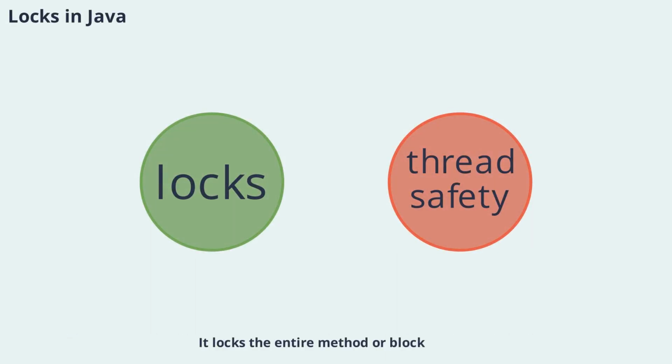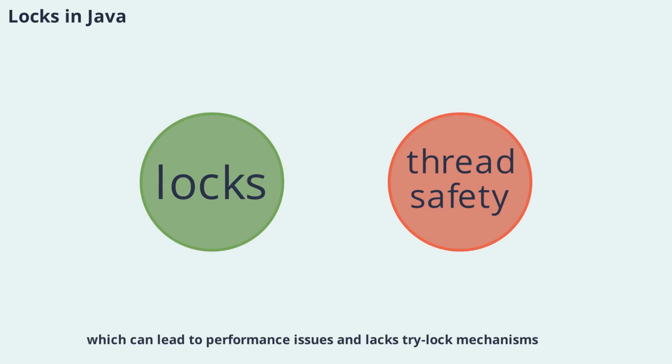The synchronized keyword provides basic thread safety but has limitations. It locks the entire method or block, which can lead to performance issues, and lacks try-lock mechanisms. Explicit locks like those provided by the Lock interface offer finer control, tryLock capabilities, and support for multiple condition variables. This makes them more flexible and powerful for complex concurrency scenarios.